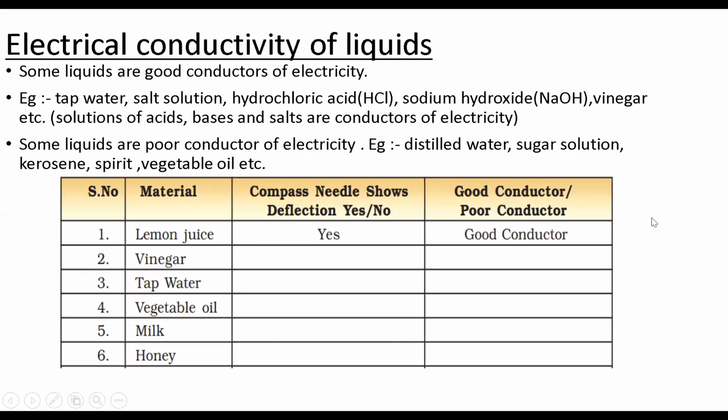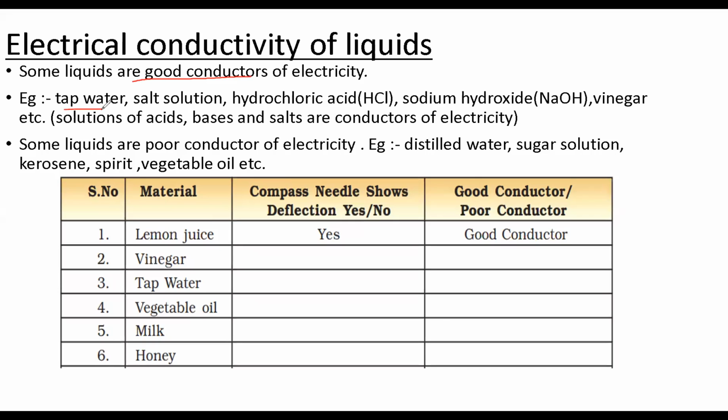Now the electrical conductivity of liquids. Yesterday we had discussed the tester circuits, right? The three kinds of tester circuit: using a bulb, using a magnetic compass, and using an LED. From those tester circuits, we can easily check whether a liquid is a good conductor or a poor conductor. And from that we can conclude that the liquids that are good conductors of electricity include tap water.